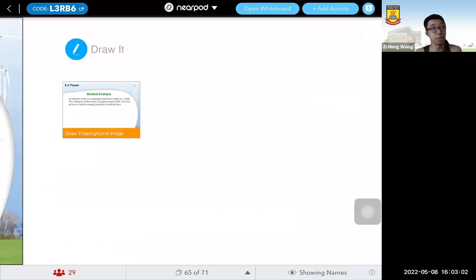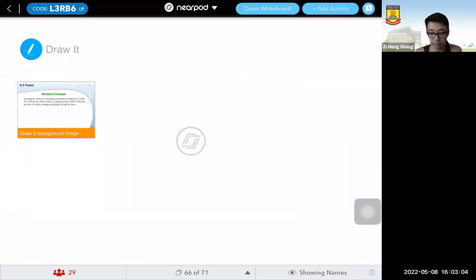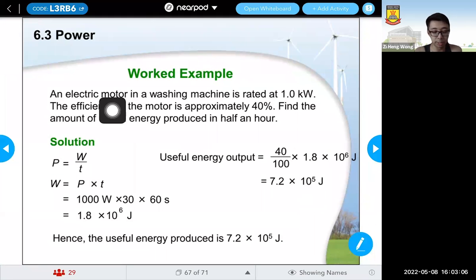Last one before we end off the day. They tell us that the electric motor in a washing machine is 1 kilowatt. Efficiency is about 40%. Find the useful energy produced in half an hour. So first they calculate this 1 kilowatt based on half an hour. That will be P equals W over T, so W equals P times T.